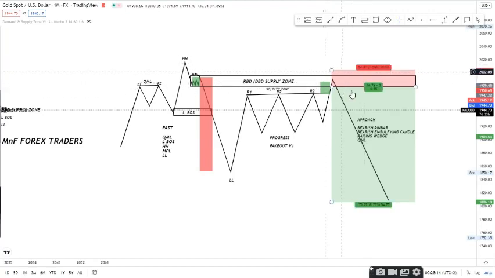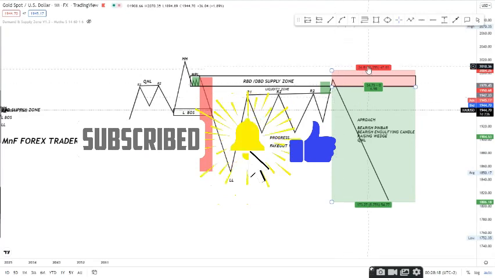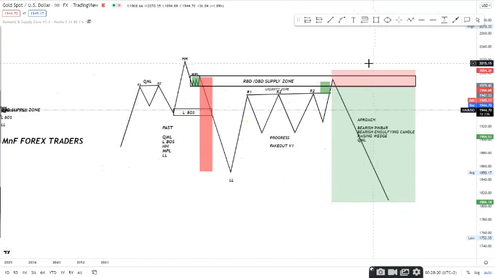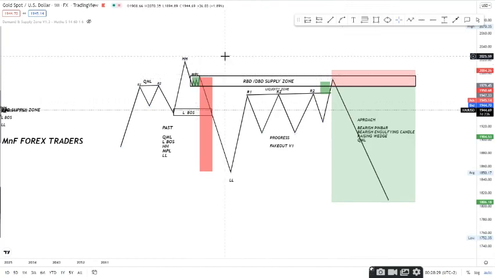Wait for your confirmation here with weak rejections, bearish engulfing patterns, a rising bar compression. Wait for that. Once you see your confirmation, take a trade, put your stop loss above the bearish order block, and then just set a target there.